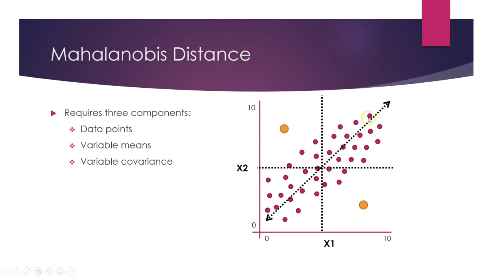Yes, it's far away from the means, so it should have a higher score than, say, this one, which is really close to all 3 of these lines. But now it's really obvious why these orange ones should stand out as outliers. It's far less than the x1 mean. It's far greater than the x2 mean, and it's nowhere near the expected value given the covariances for x1 and x2. So this is a visual way of representing what the Mahalanobis distance is looking at.